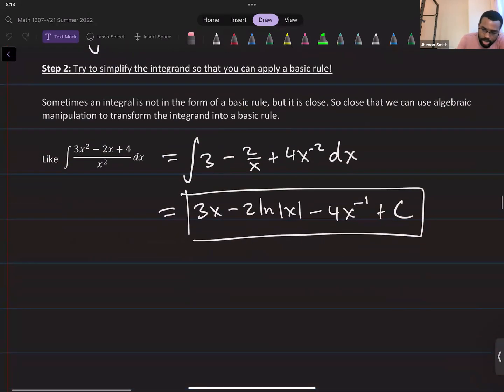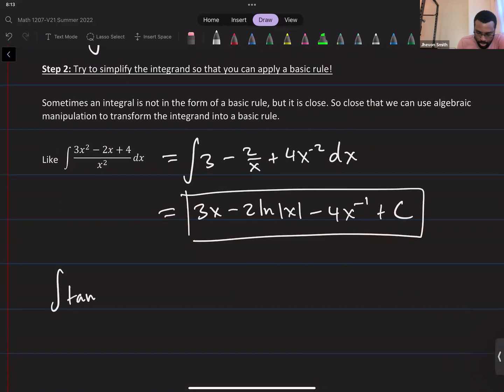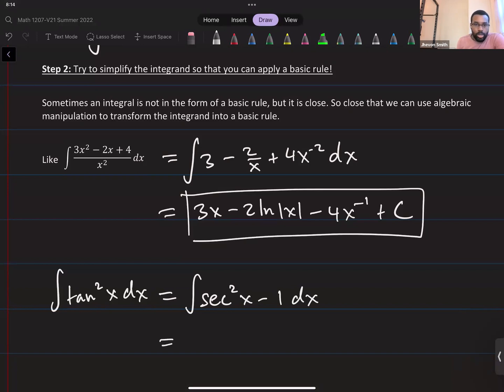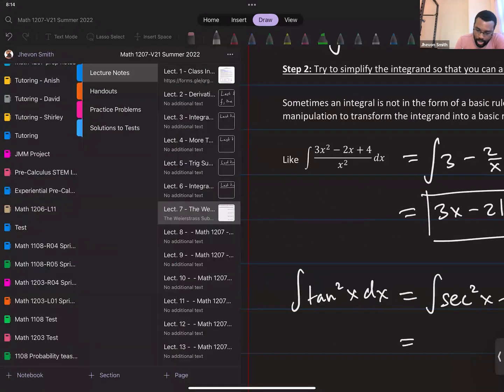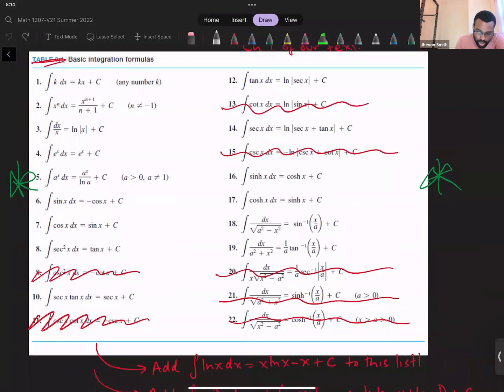Another one was, which one did we do? There was one where I asked you, what is the integral of tangent squared? Right? Which isn't a basic rule. But if you realize, oh, I can rewrite that in a different way, in fact, I can rewrite this as secant squared minus 1. And those are both basic rules. So the first one, the integral of secant squared, that should be in here. Yeah, that's rule number 8, right? So that one you would know.